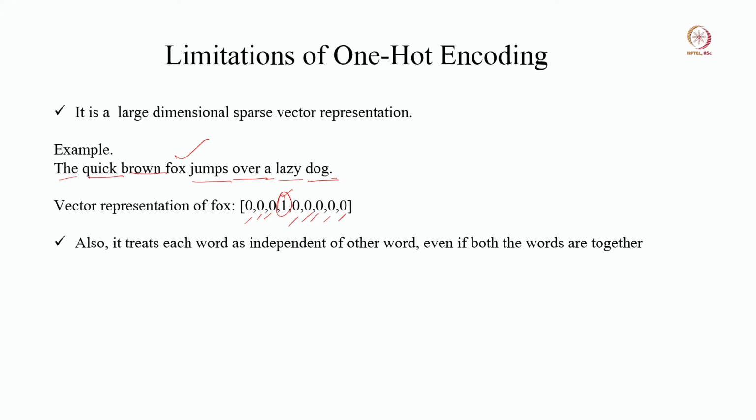Also, it treats each word as independent of the other, even if both the words are together. Like, we will just take an example. Suppose we have the word notebook. So, the vector representation of one hot encoding is notebook is given by the vector representation of note plus vector representation of book, even though notebook is a single word. So, these are the limitations of one hot encoding.